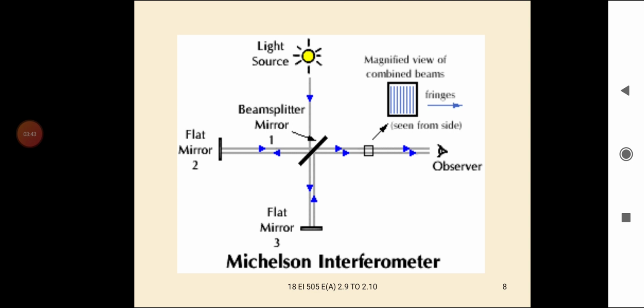Michelson interferometer. Here the light source is passed on to the beam splitter, which splits the beam into two paths. One goes to mirror 2, another to mirror 3. One mirror is fixed, the other mirror is movable. The path length can be varied by using the movable mirror.